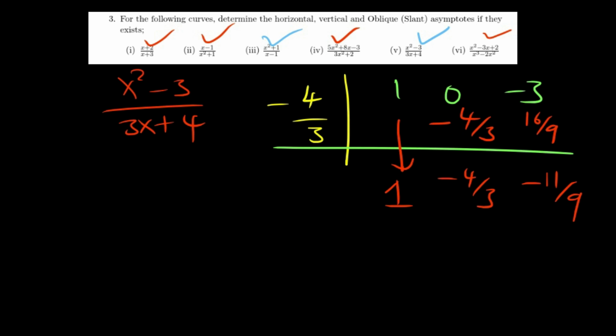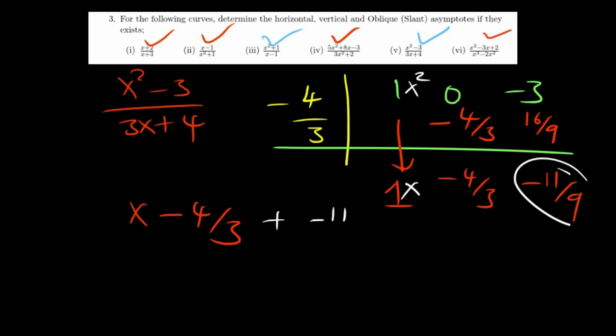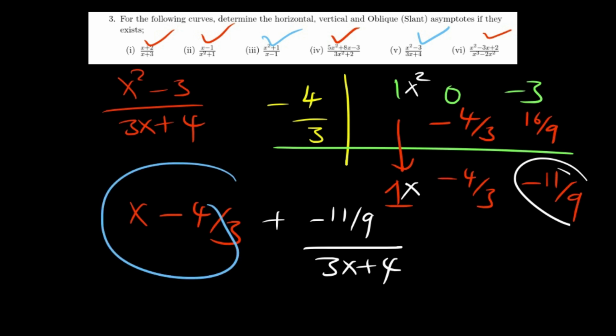So remember here what we had is x squared as the highest power, so your answers reduce. The last part is the remainder. So therefore you have x minus 4 over 3 as your quotient, and then plus the remainder negative 11 over 9 divided by the divisor. So therefore this is a slant asymptote.